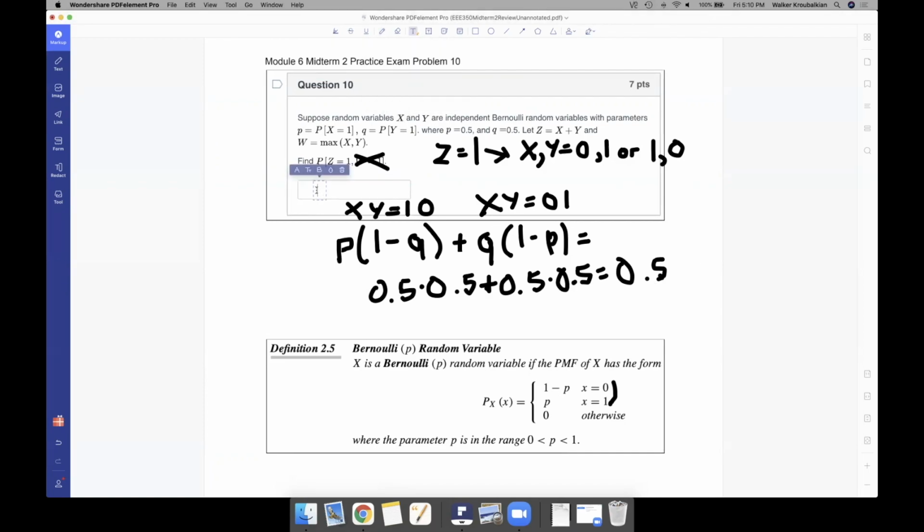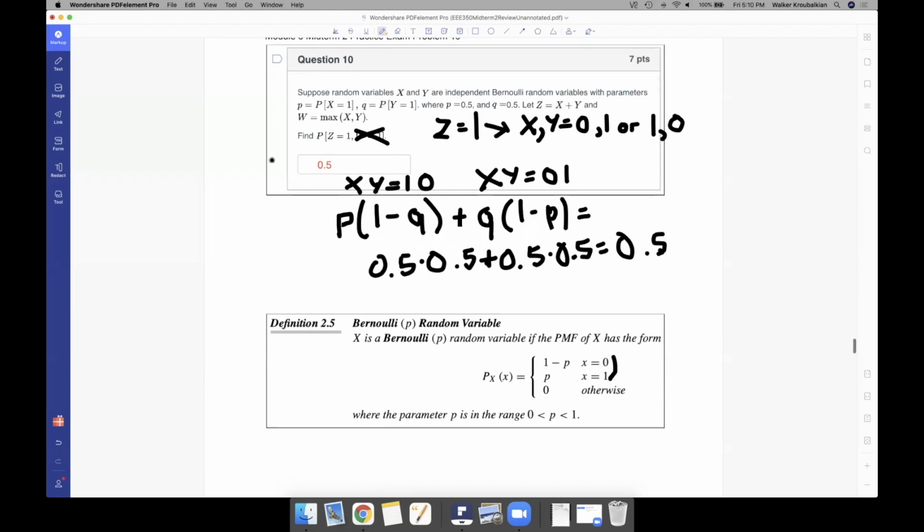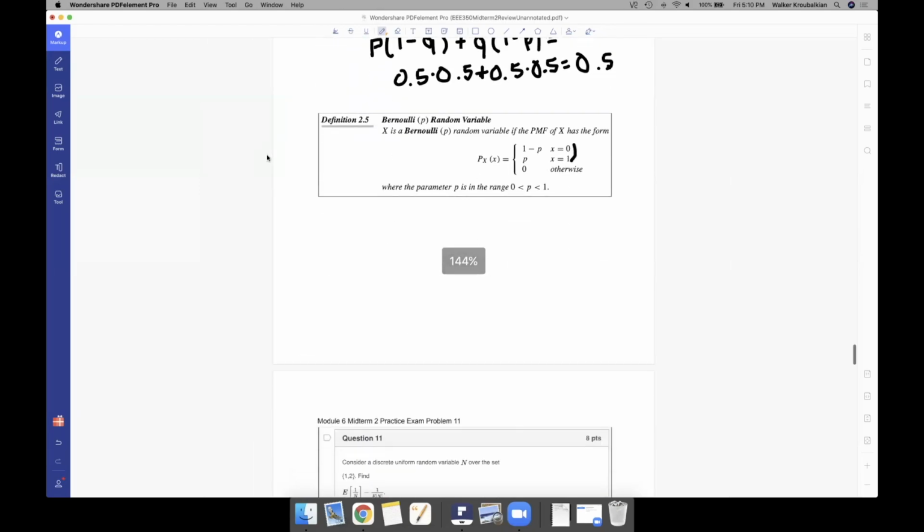All right. So yeah, it's just a matter of understanding the definition of a Bernoulli random variable. Definitely put this on your formula sheet. A Bernoulli random variable can only be 0 or 1, right? So given that, this question is pretty easy, right? There are only so many combinations where the sum can be 1 and the maximum can be 1. All right, so done with problem 10.